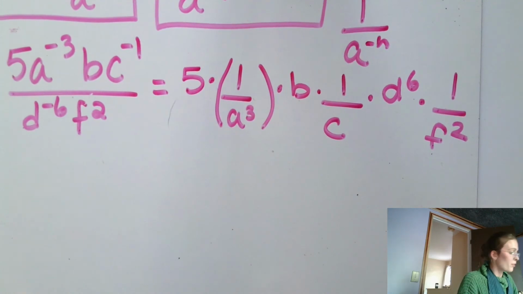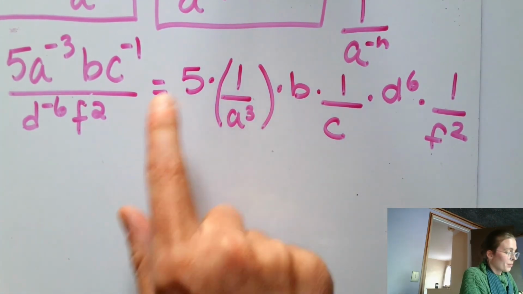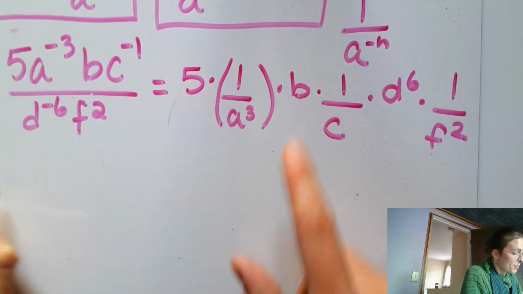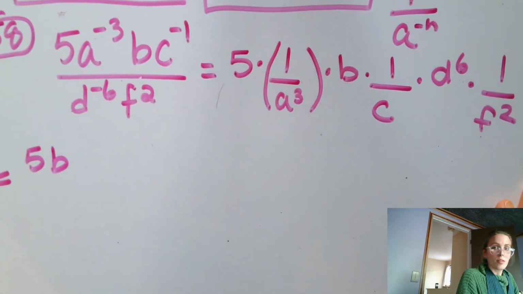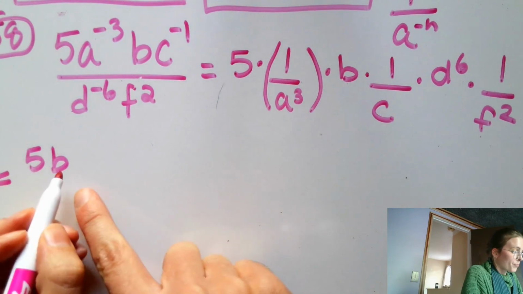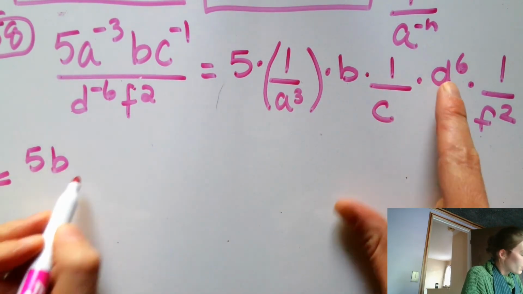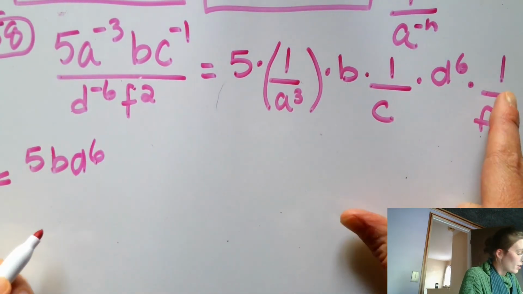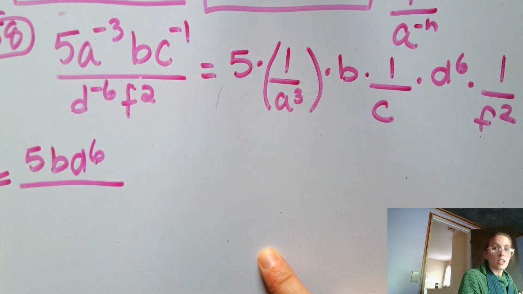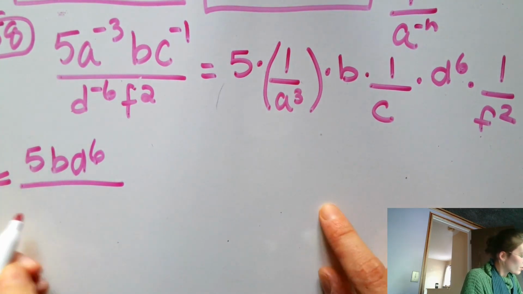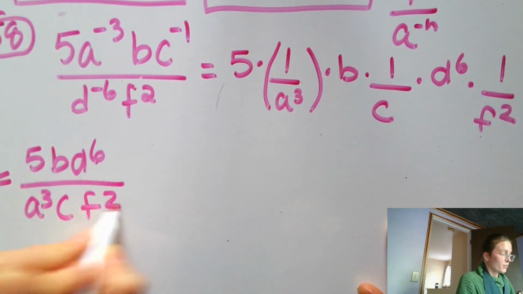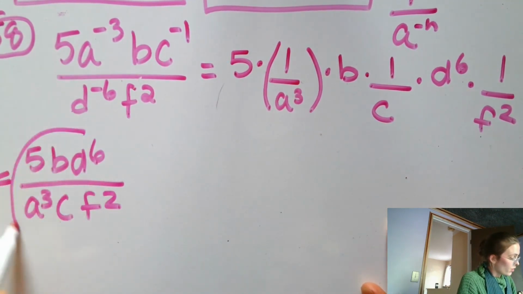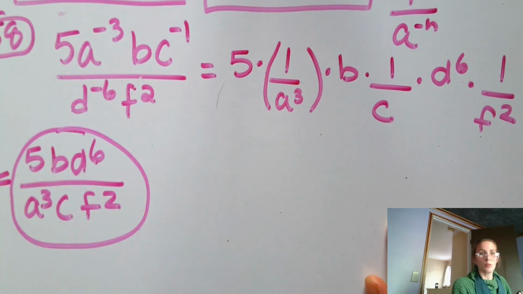So now we can simplify. 5 times 1, 5 times b, times 1, b squared times 1, okay? And then in the denominator, a cubed, c, f squared. So that's our final answer. So that's 1.6, number 58.